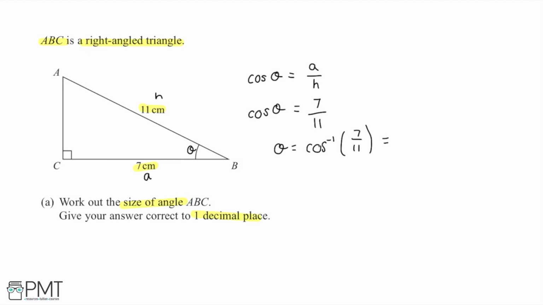And if we calculate that using our calculators, we get an answer of 50.4788 degrees. However, the question asks for our answer to 1 decimal place, so I can round that to 50 point, and then here we have the 7, which means that the 4 is going to round up to 5 as 7 is greater than or equal to 5, so 50.5 is the final answer here.